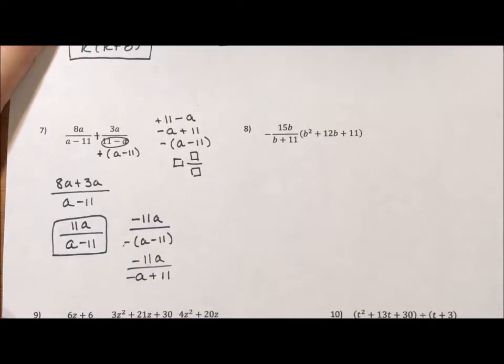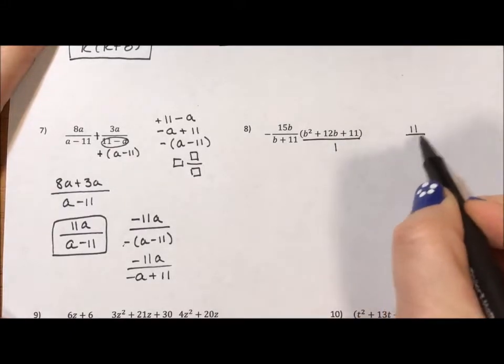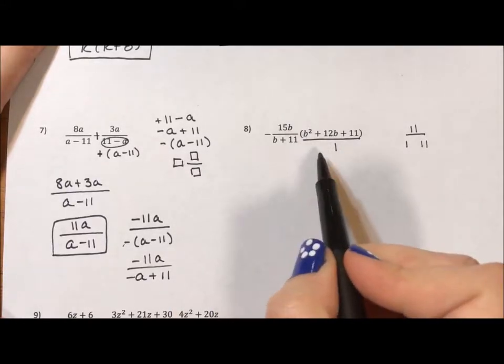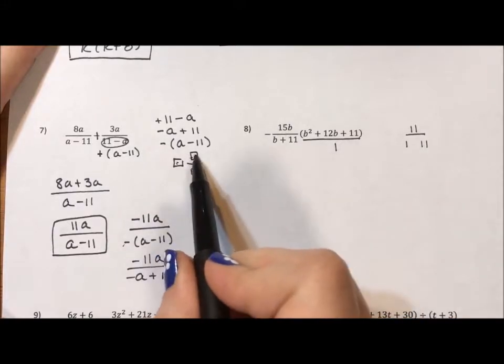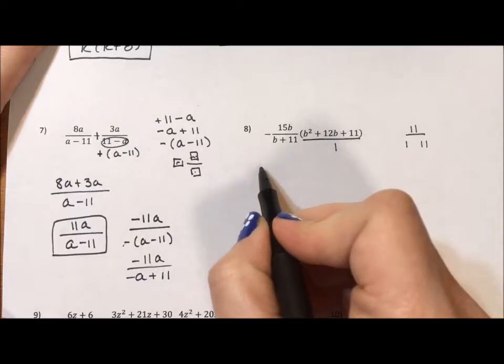Okay, 8 is multiplication. This is really over 1. Factor first. 2 numbers that multiply to 11 and add to 12 are 1 and 11. I'm going to rewrite this as 1 numerator over 1 denominator. I'm going to put the negative up top. Once again, I can go to any of the 3 spots. I like it in the numerator the best. That way I'm not hiding anything.